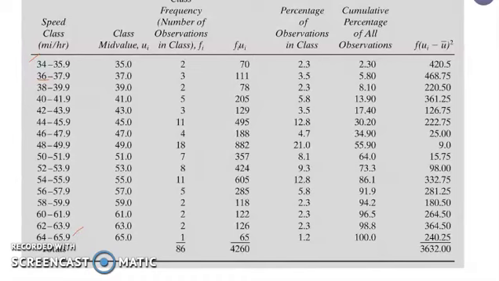After you have obtained your speed class, the second column will be the class mid value. For the class mid value, you simply take the midpoint of the class limits.